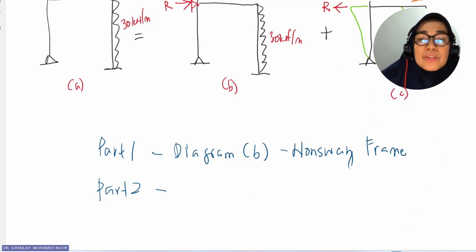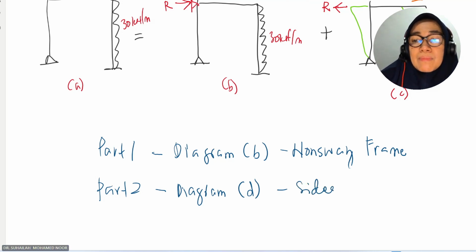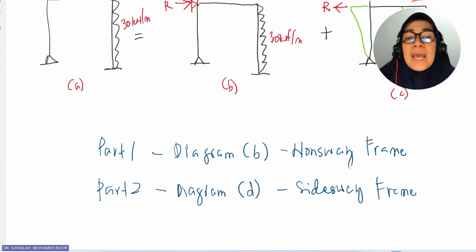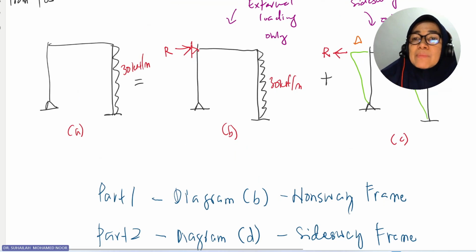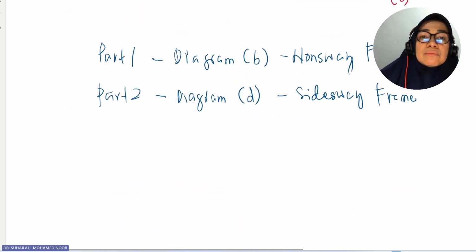Indirectly, we are using diagram D. Diagram D is for the side sway frame. Okay, we are using diagram D for the side sway frame. And diagram D is actually the same frame, but it is subjected to R prime because it is also artificial. Okay, we introduce diagram D, the same frame, but we change R to R prime, delta to delta prime, and M to M prime.